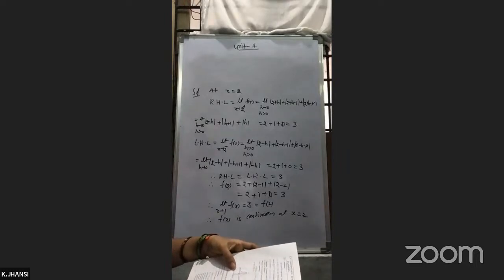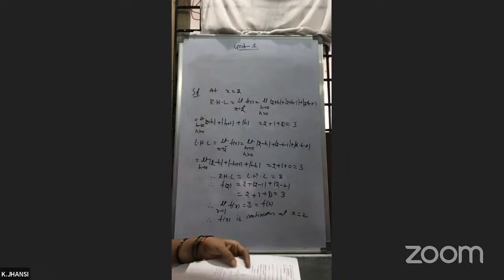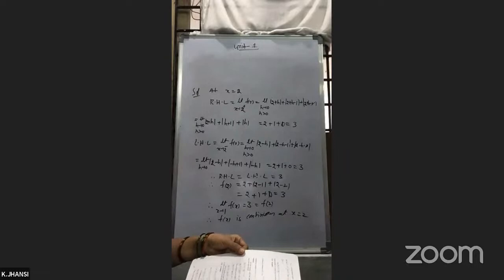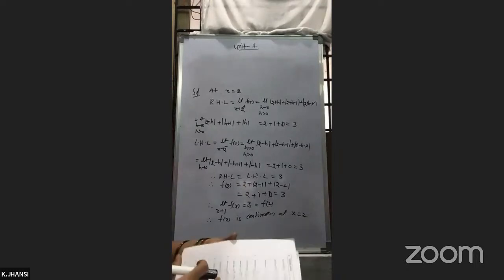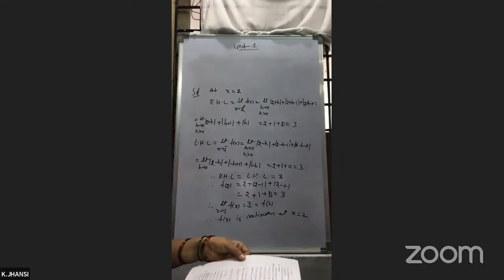Page number 14, you have the definition of the continuity of the function. That is 1.4.1, 1.4.2, 1.4.3. These you will get for the objective type. Next, 17, page number 7th question. So that you will get for 5 marks question.